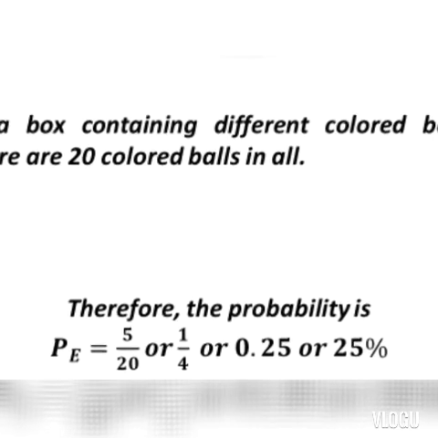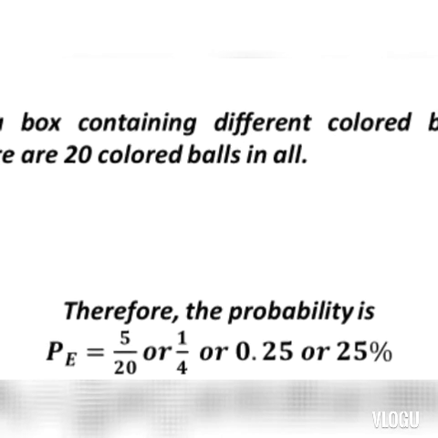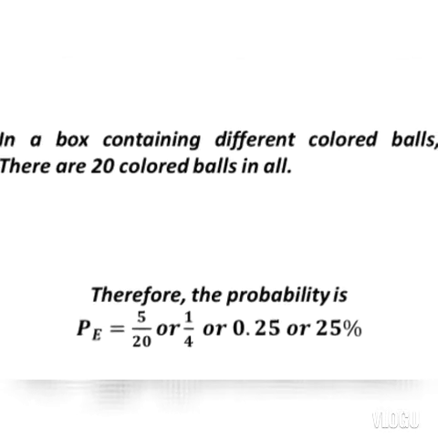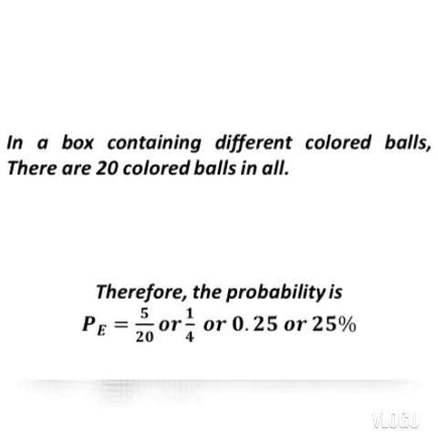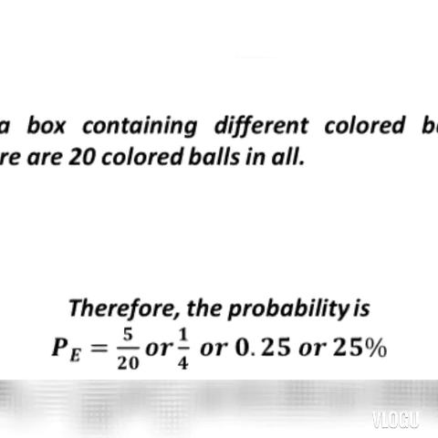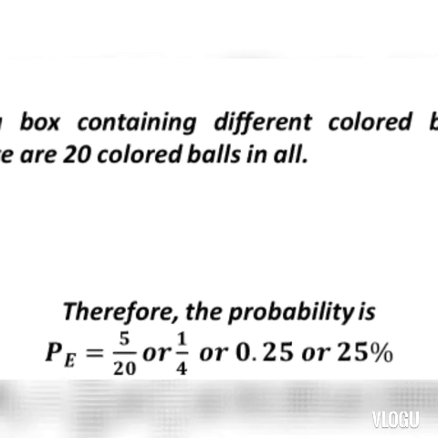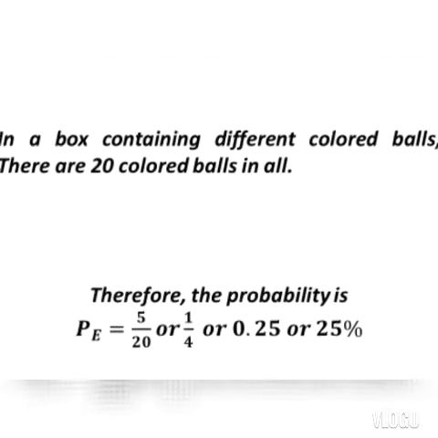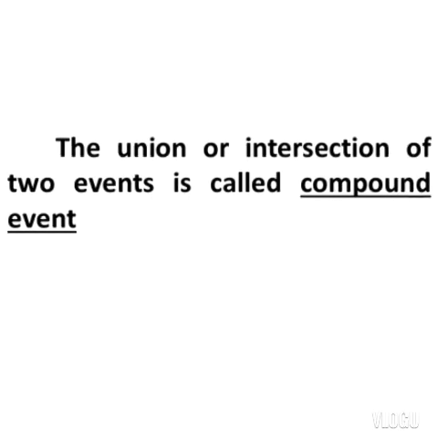So in a box containing different colored balls, there are 20 balls in all. Therefore, for the probability of the event, there are 5 green balls out of 20 colored balls, and the number of possible outcomes is 5. Applying the formula for probability of event, we have 5 over 20. Expressed always in simplest form, that is 1/4. 1/4 in decimal is 0.25. On the other hand, it is 25% probability.